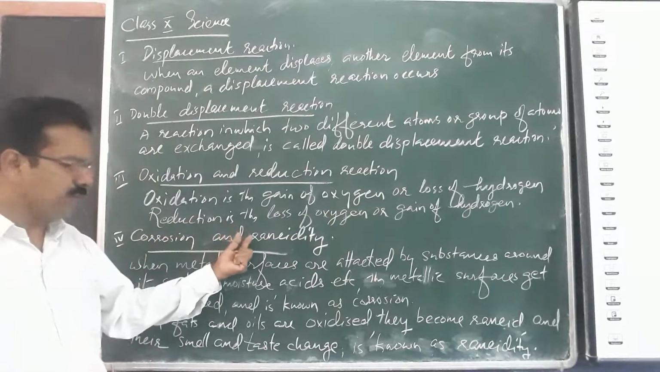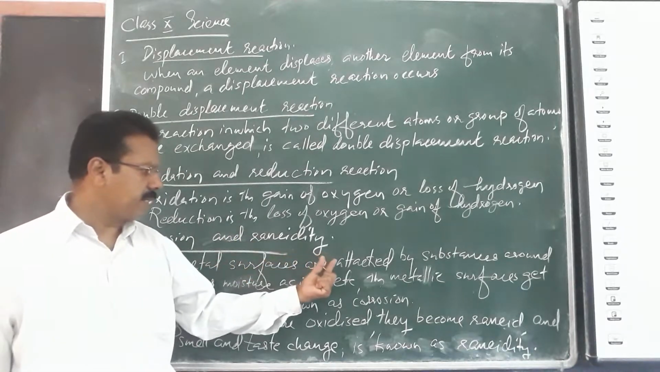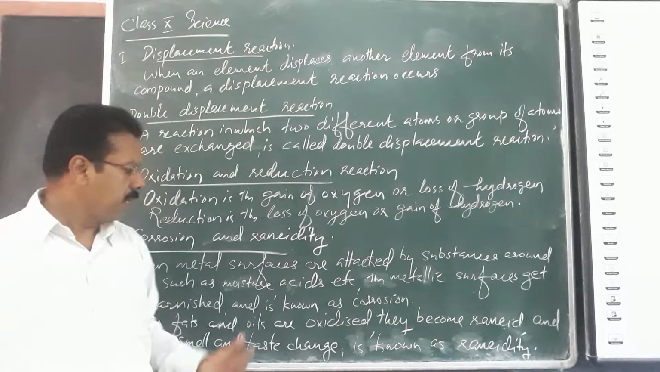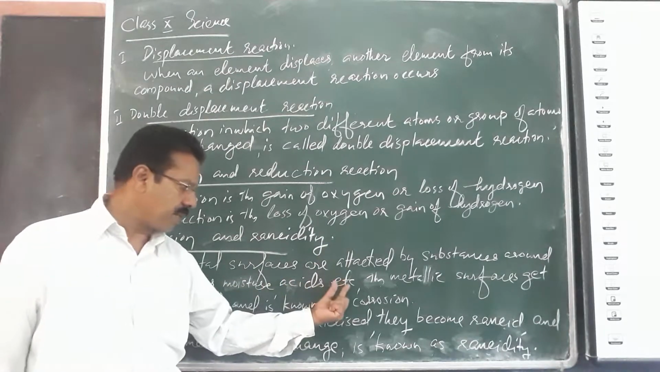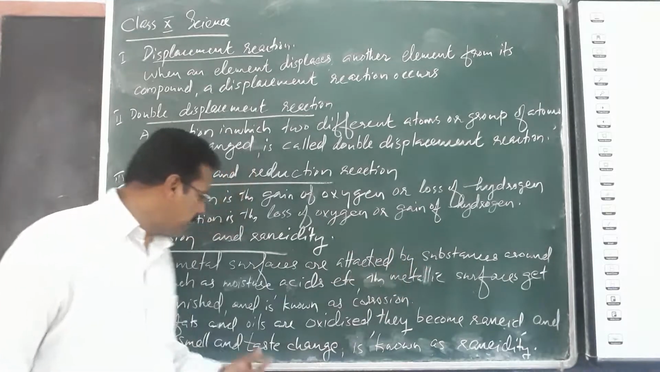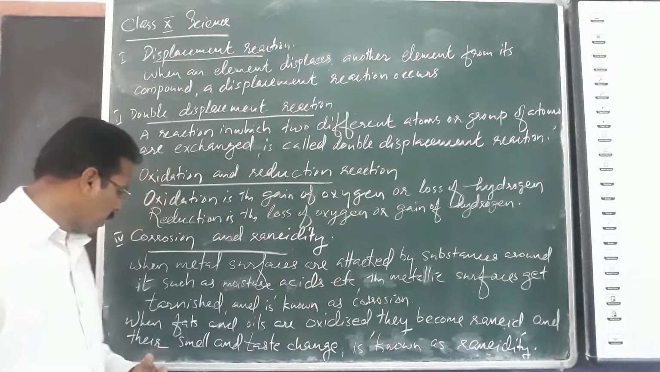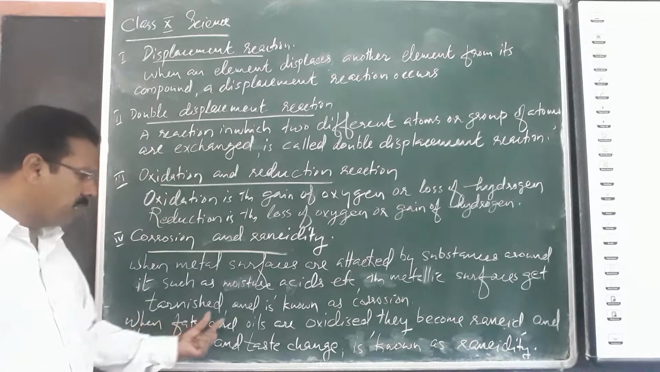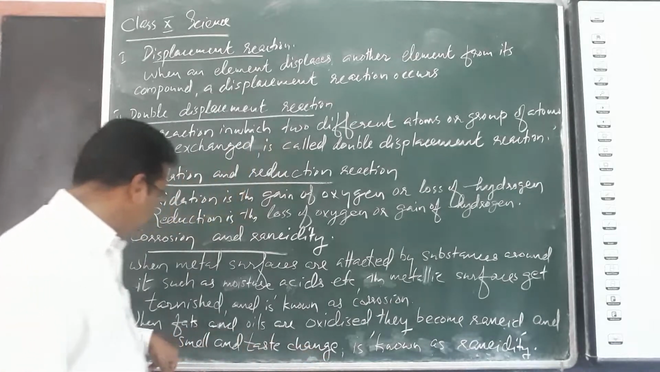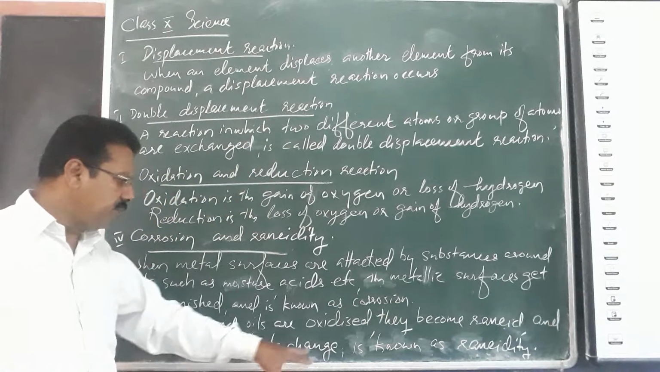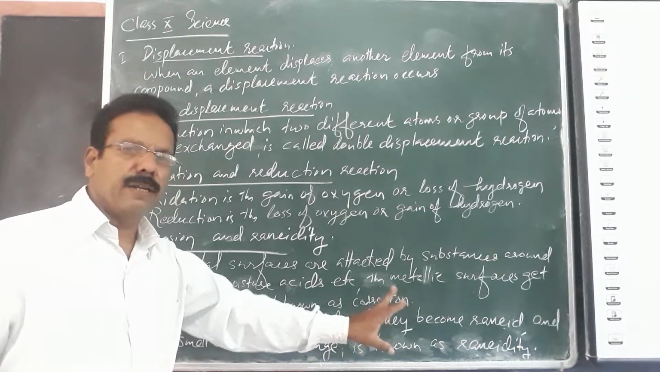Corrosion and rancidity. When metal surfaces are attacked by substances around it, such as moisture, acids, etc., the metallic surfaces get tarnished and this is known as corrosion. Rancidity: when fats and oils are oxidized, they become rancid and their smell and taste change. This is known as rancidity.